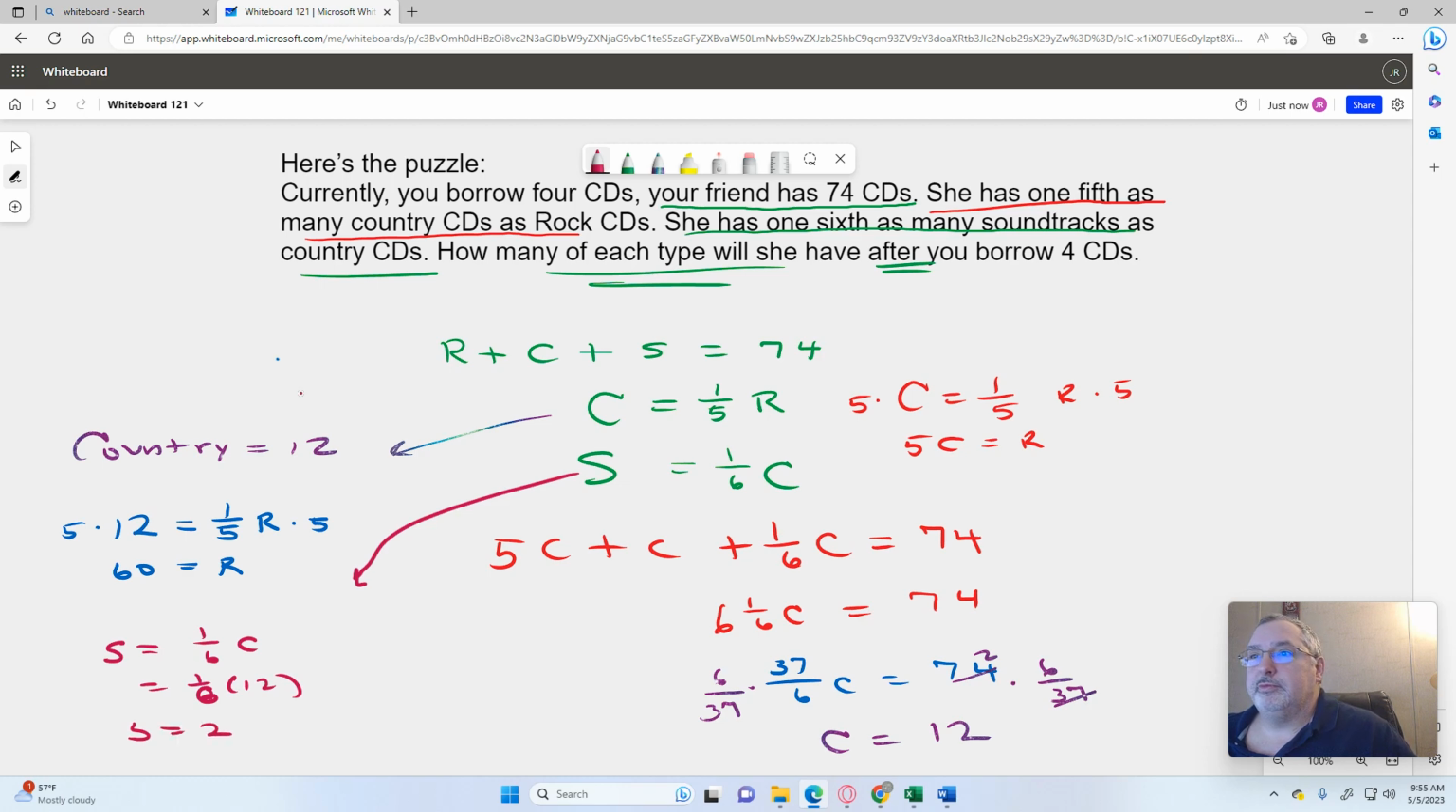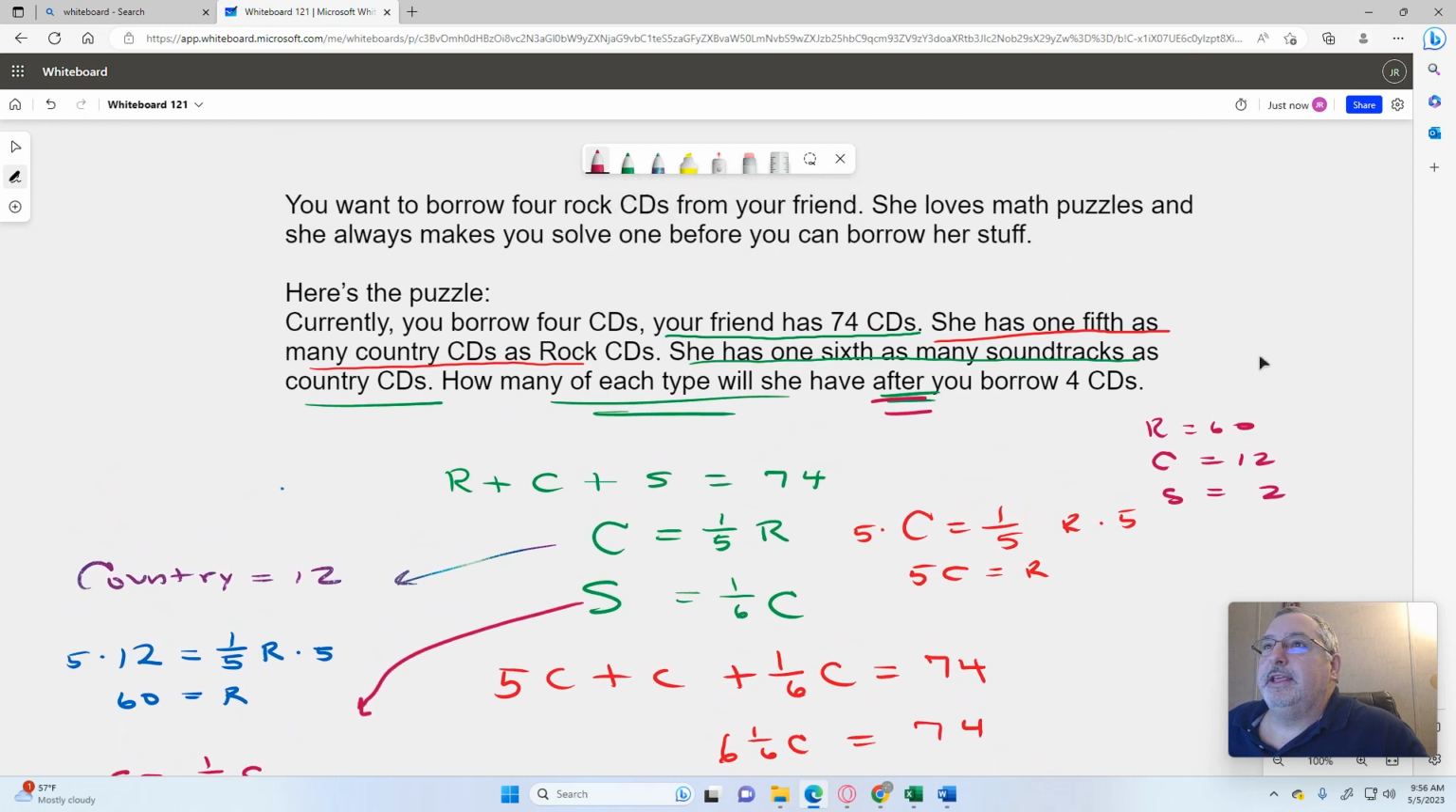And so if we check, R is 60, C is 12, so that's 72, and then soundtracks is 2, so 74. So we got our right numbers. Now we have to answer the question. It says, how many of each type will she have after you borrow 4 CDs? Well, which are you borrowing? It said in the beginning that you wanted to borrow 4 rock CDs.